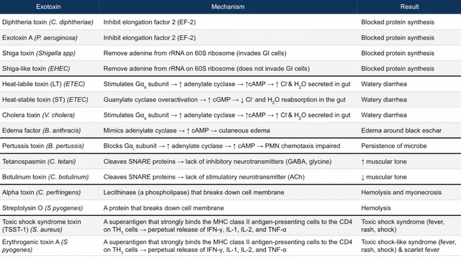Now let's talk about the next 4 exotoxins: the heat labile toxin, heat stable toxin, cholera toxin, and edema factor. All 4 of these will increase fluid secretion. The top 3 resulting in watery diarrhea, whereas the edema factor in anthrax just increases fluid or edema surrounding the black eschar in cutaneous anthrax.